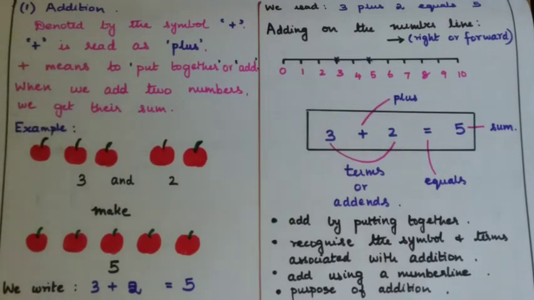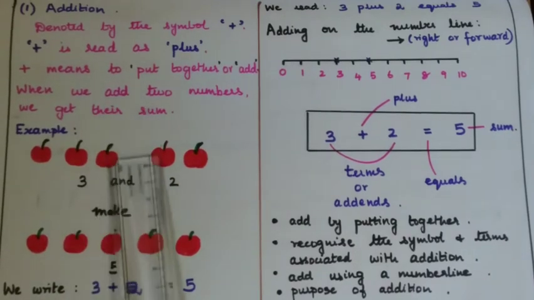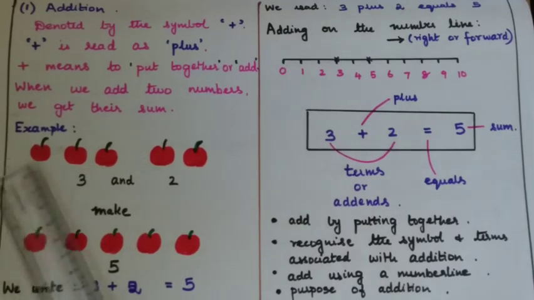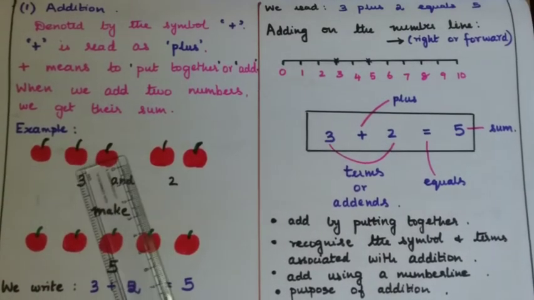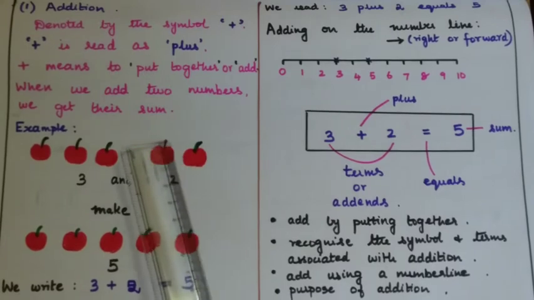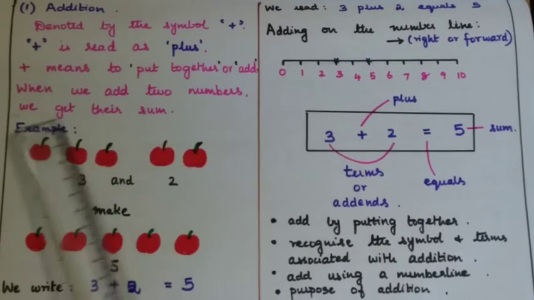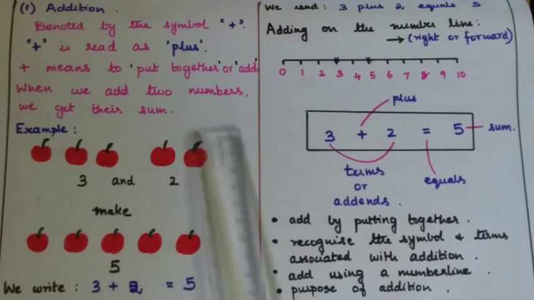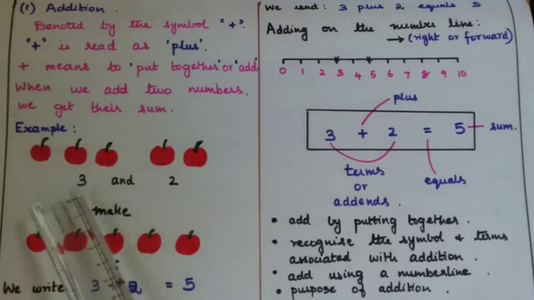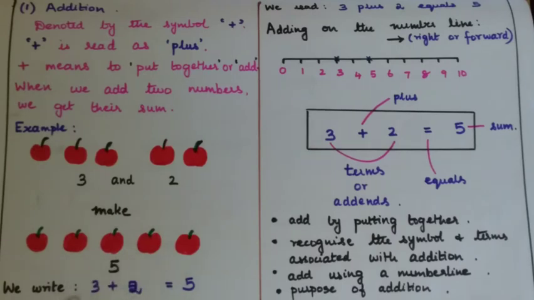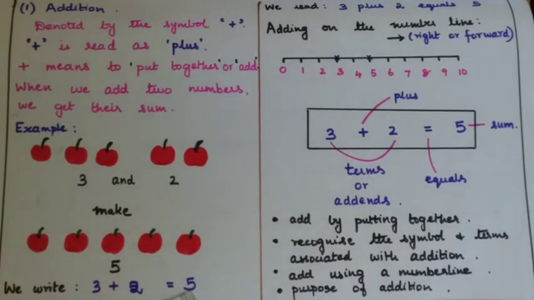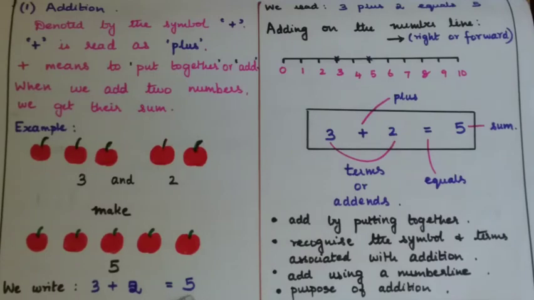Now let's explain this concept with the help of a simple example to kids. So say a kid has 3 apples and he gets 2 more apples. Now how many apples will he have altogether? So when we count, it is 1, 2, 3, 4 and 5. So 3 and 2 make 5. So this is read as 3 plus 2 equals 5.